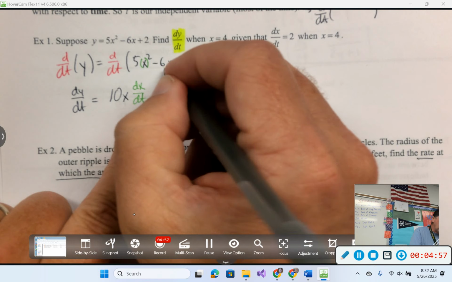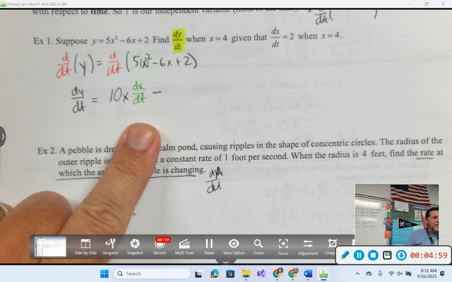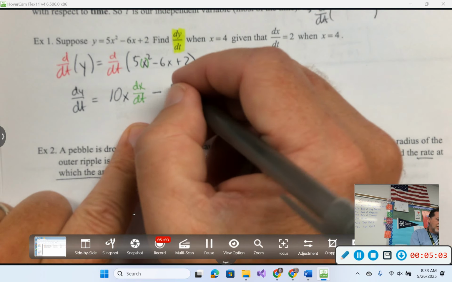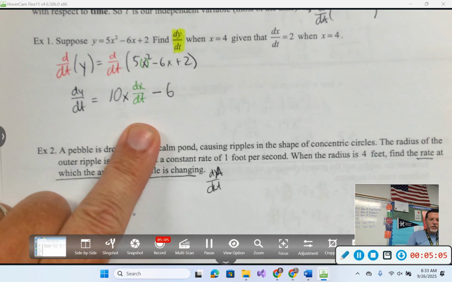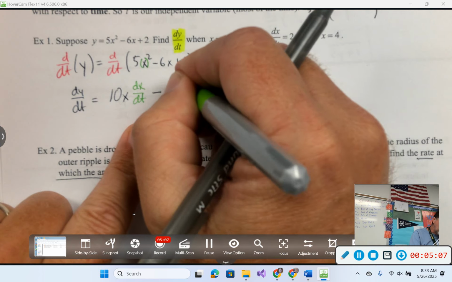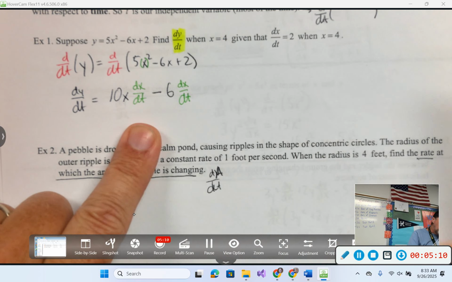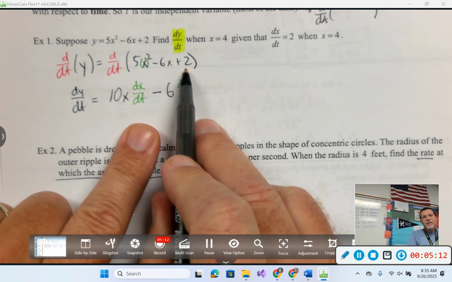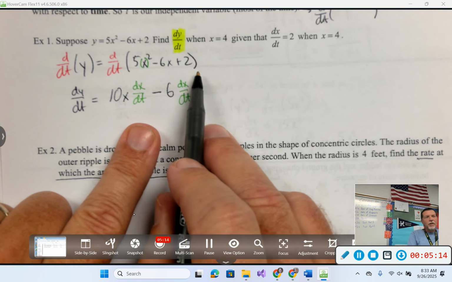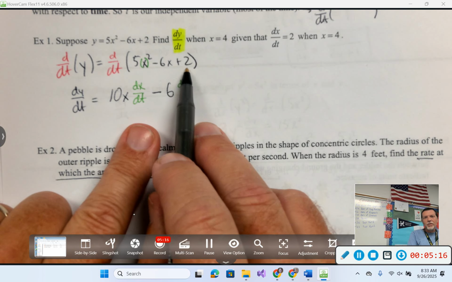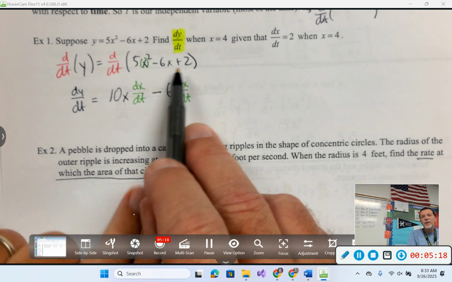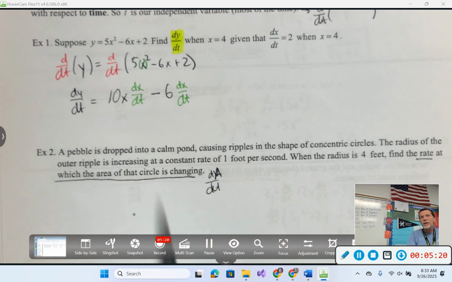How about the derivative of negative 6x? Well, negative 6, but also dx dt. And the derivative of 2? 0. And it doesn't matter what derivative we're taking with 2. Like the derivative of a constant is 0. It doesn't matter the bottom variable.